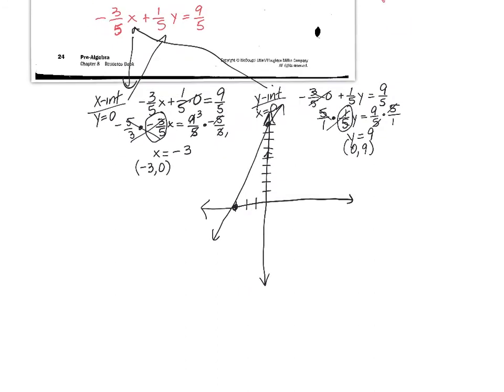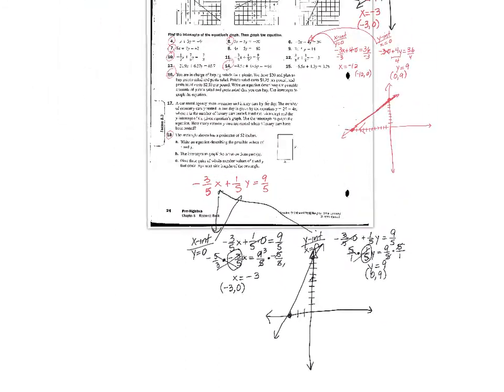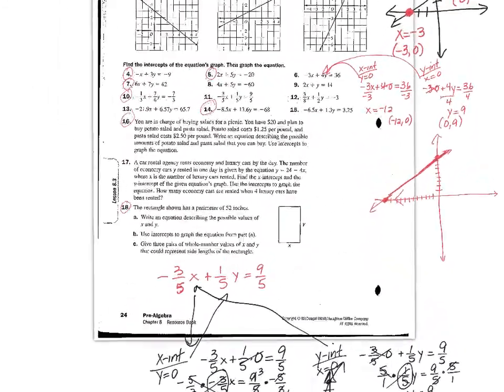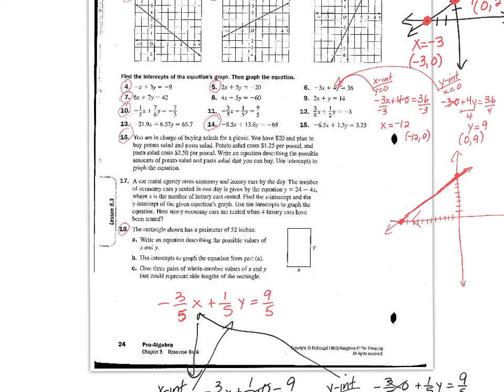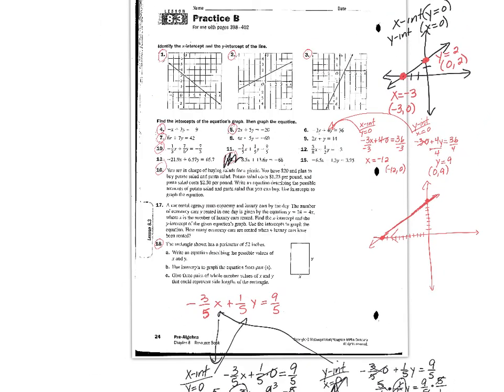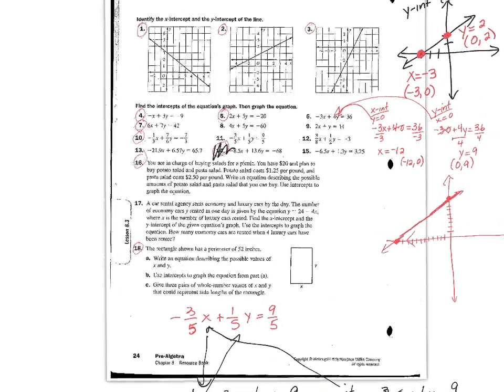Okay? So what you guys are going to do are the circled problems. Okay, so you have 4, 5, 7, 10, and 14 that I want you, actually I'm not going to make you do 14. So you just have to graph 4, 5, 7, and 10 and do all the rest of the circled problems. Okay?